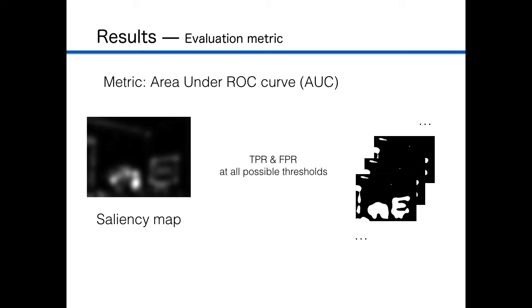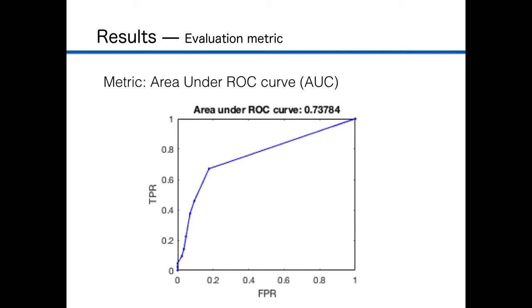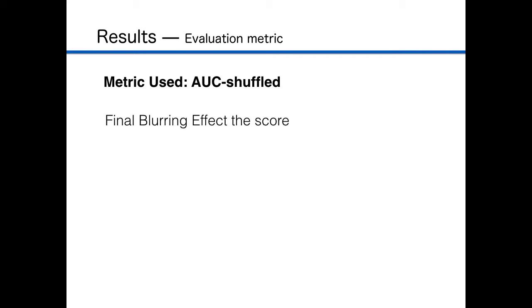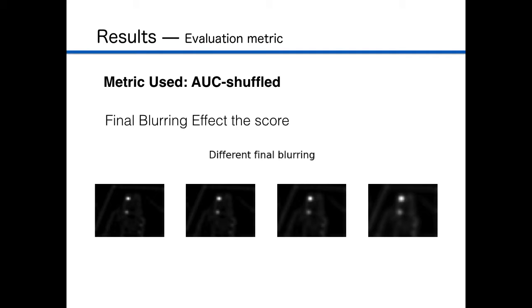In this section, I will briefly describe an evaluation metric. Then we show the results and end this section with a discussion. The metric we use is called area under the receiver operating characteristic curve. Basically, we calculate true positive and false positive rates at every possible threshold, then plot a curve between them. The area under this curve is the score. A final blurring on the Saliency map usually increases the AUC score, so we can calculate the AUC score at different blurring.